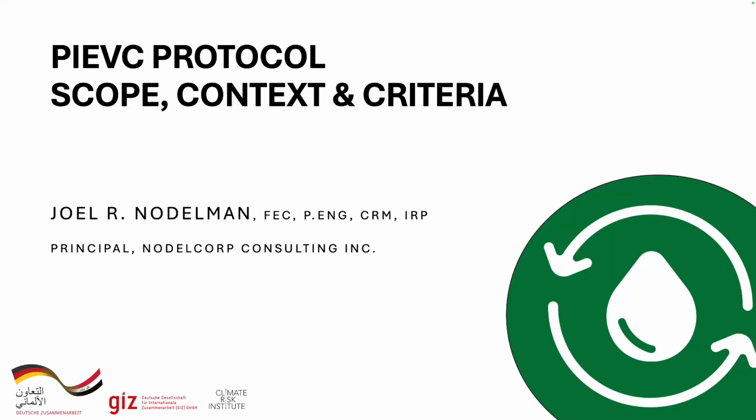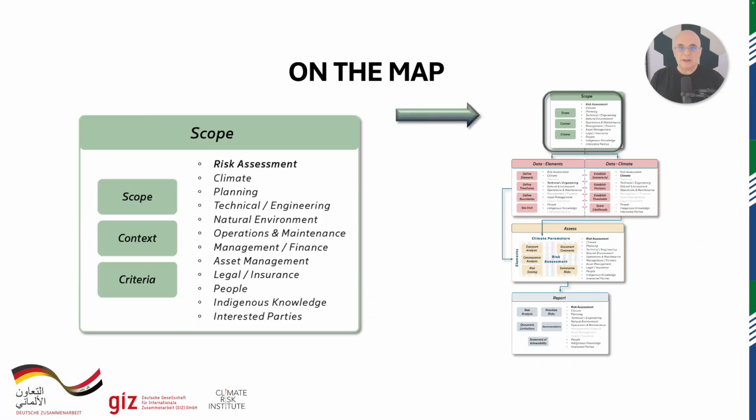In this video, I'll talk about step one of the PyVC protocol. That is, identifying your scope, context, and criteria. The first step is clearly indicated on the flowchart. In PyVC, whenever you are in doubt, return to the flowchart. The map will always tell you where you are in the assessment and the things that you need to be doing at that stage, and furthermore, where to get additional guidance within the protocol itself.